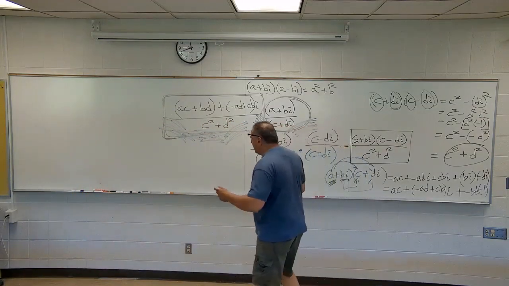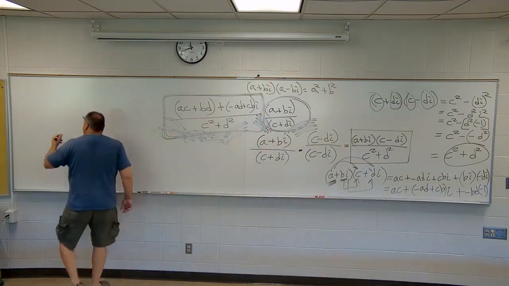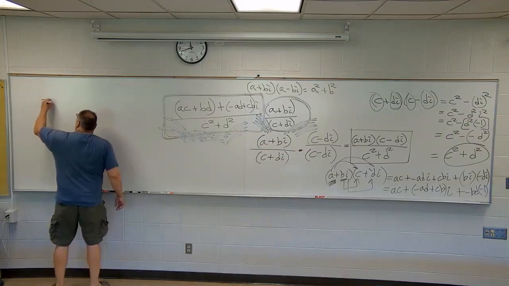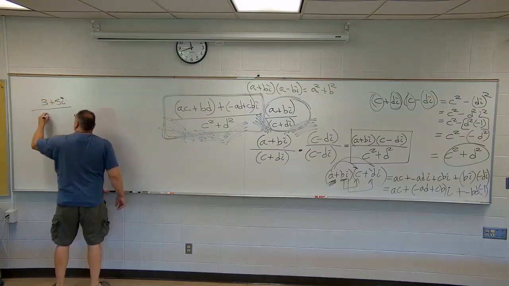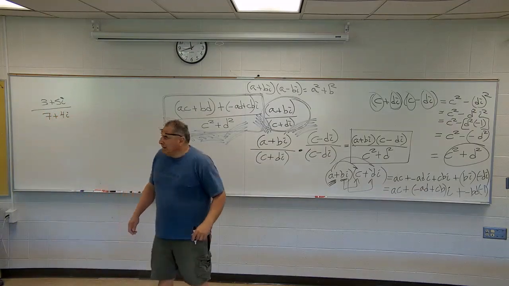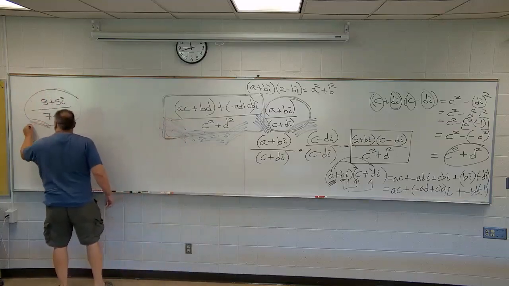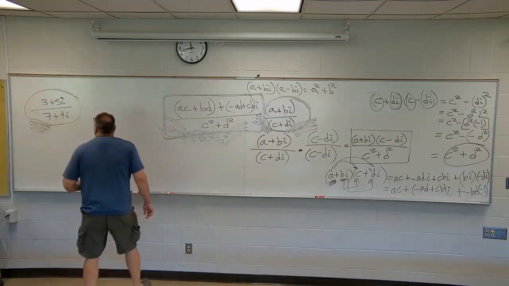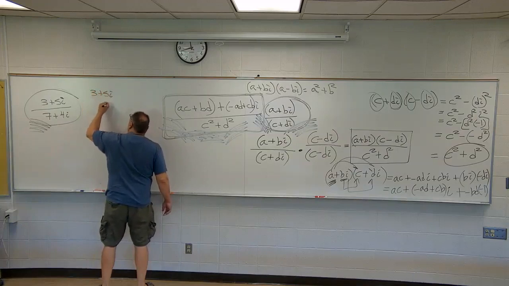Let's put something there. Let's say you had 3 plus 5i divided by 7 plus 4i. How would you get an answer? I need to solve that. Here's the problem. Solve it. Good luck. Why don't we just do what I just did?